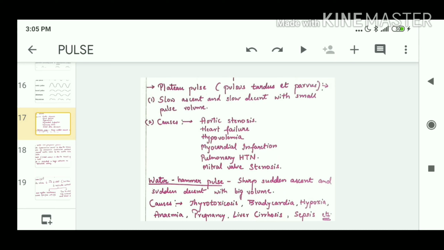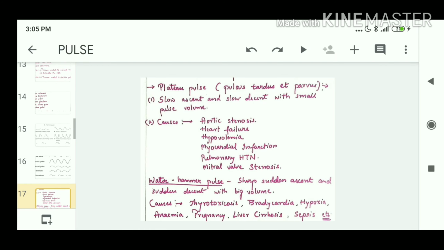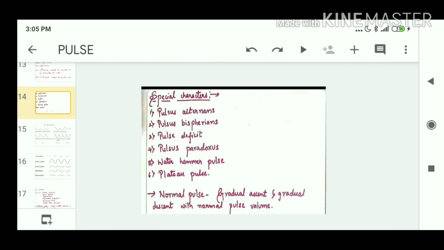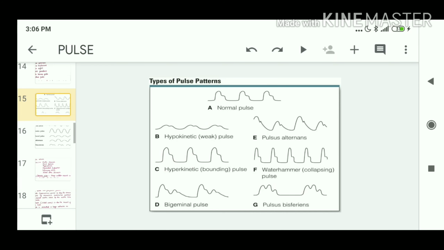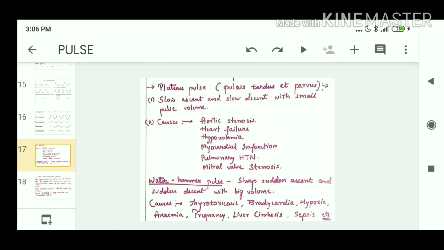Plateau pulse, which is also called pulsus tardus et parvus, isn't it? So what is that? In plateau pulse, what happens? There will be slow ascent and slow descent with small pulse volume. What was happening in the normal pulse? You can see there was gradual ascent and gradual descent with normal pulse volume. See here, isn't it? And in the plateau pulse, there will be slow ascent and slow descent with small pulse volume.